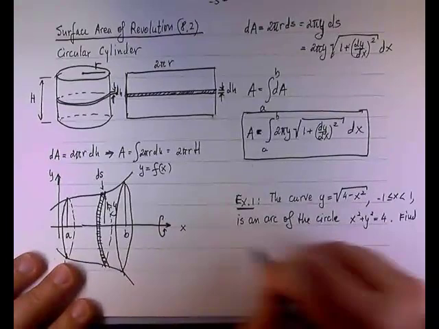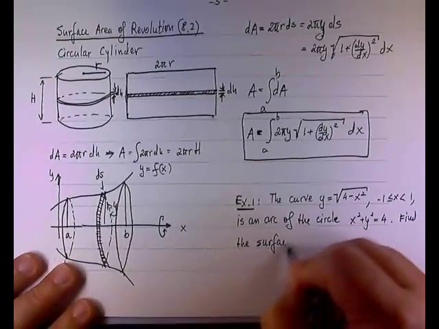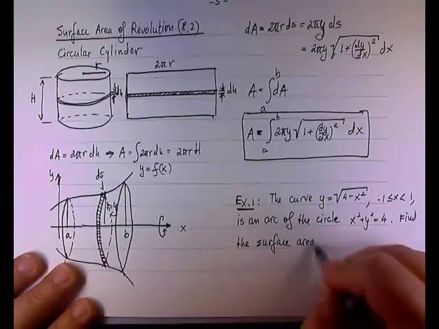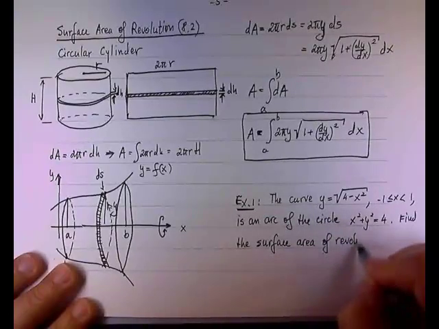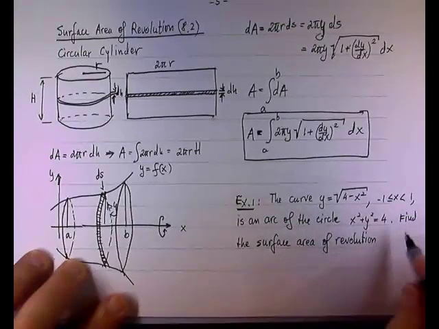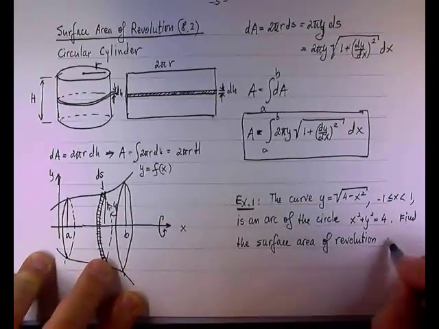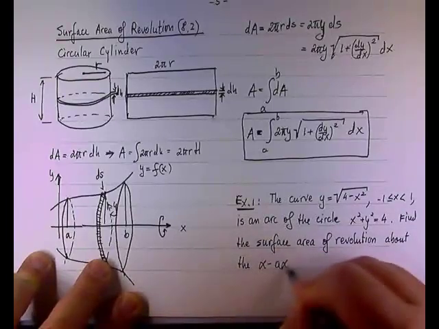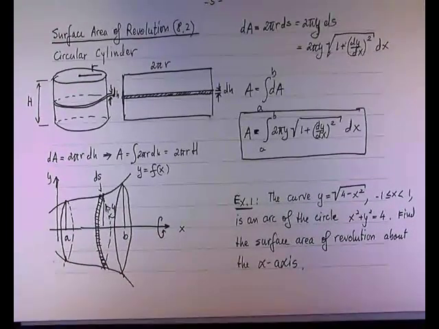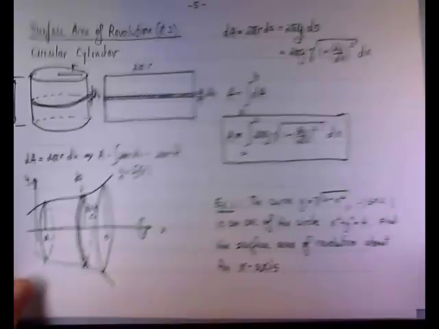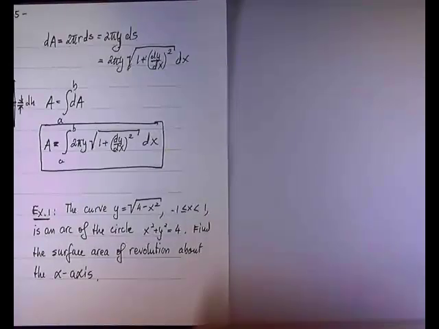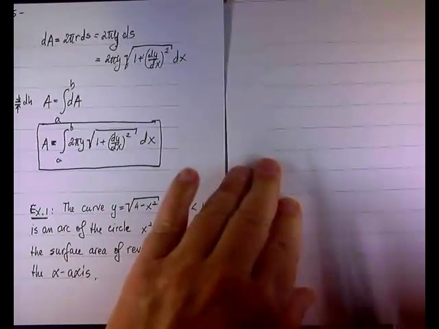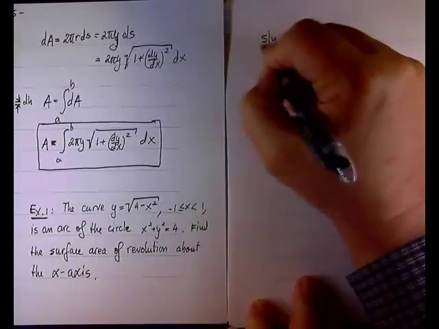Find the surface area of revolution about the x-axis. Okay? So what is the deal in solving it?